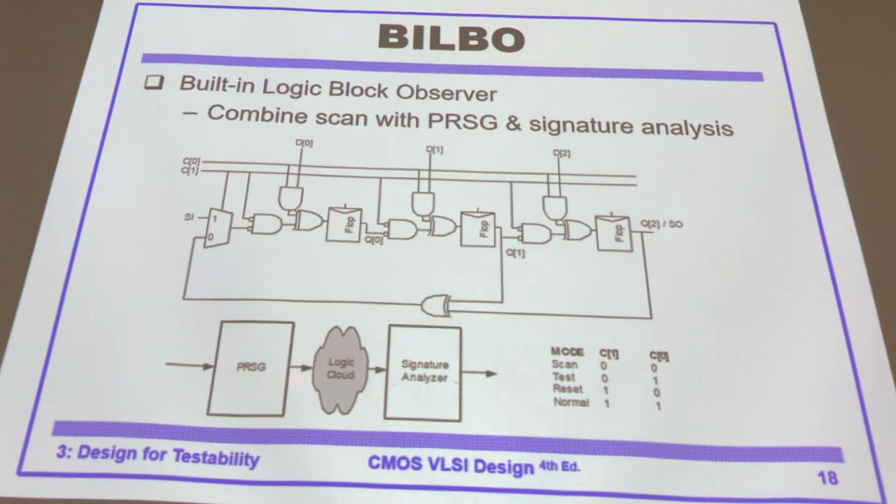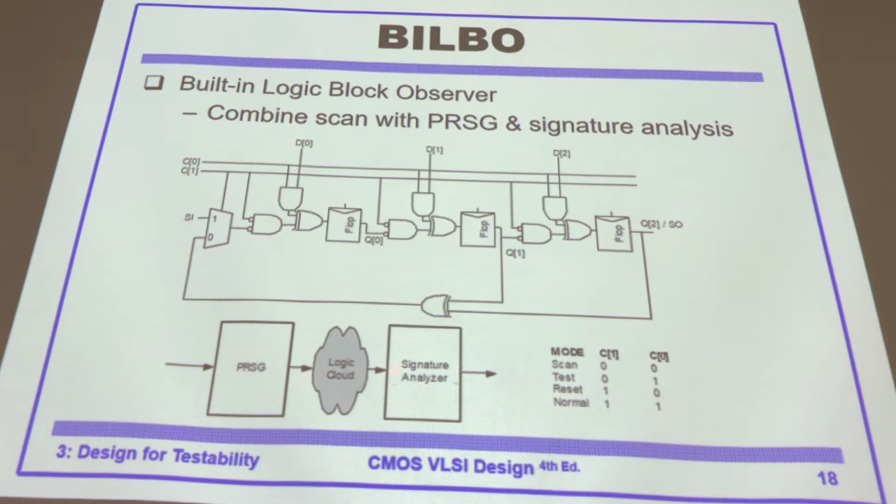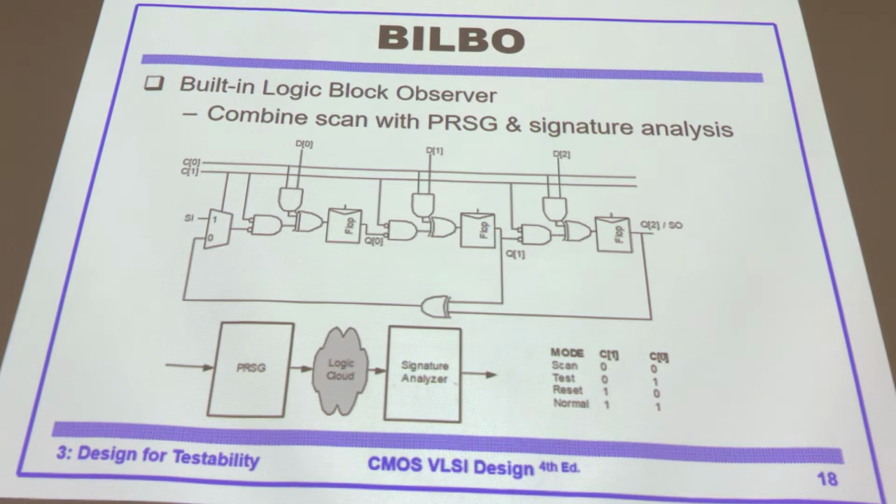The PRSG generates the test pattern. Another design you want to test. Then after you produce the output, you try to compress them, maybe add them together or maybe XOR them all together, resulting in only one data. Look at that data. If it's correct, then you let it pass or not.